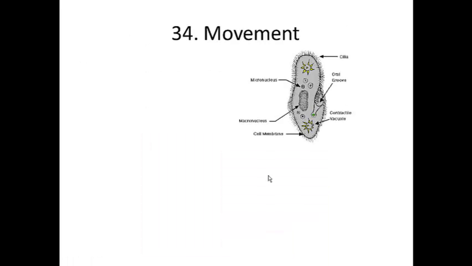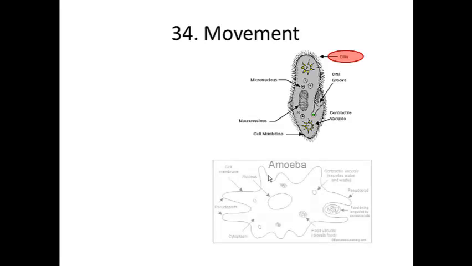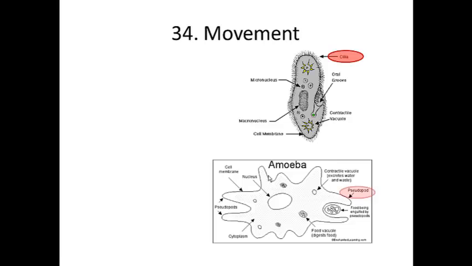So different types of cells have different strategies for movement. Here, this cell uses cilia for movement. These cilia are tiny hair-like projections. They're like little oars that the cell can beat to move around. An amoeba uses pseudopodia, false feet. It takes parts of its cell and stretches it forward and pulls by dragging itself along.